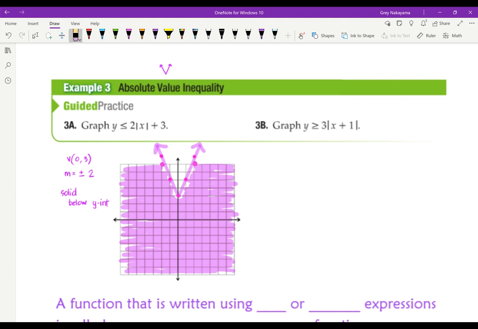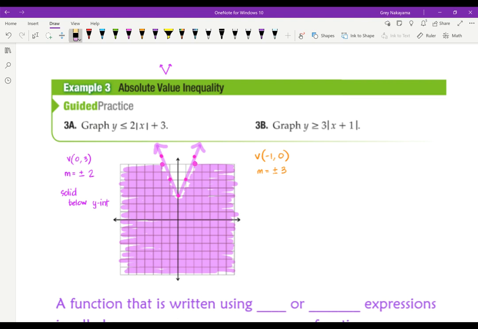Okay, look at y is greater than or equal to 3 times the absolute value of x plus 1. Okay, that plus 1 is inside the parentheses. It affects the x and does the opposite of what it looks like. So you think you're going to add 1, but you're actually going to subtract 1, which means it moves it to the left, and my vertex is at negative 1, 0.